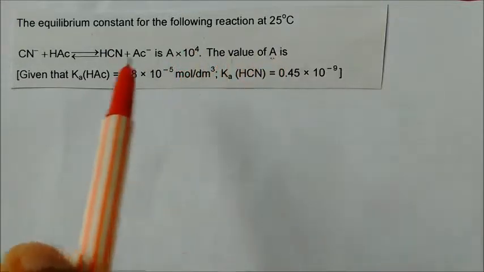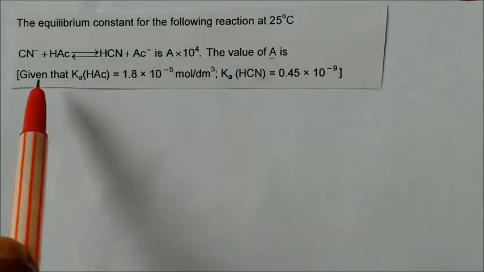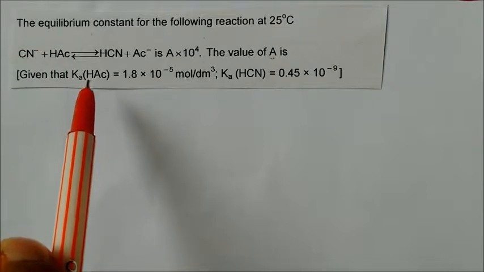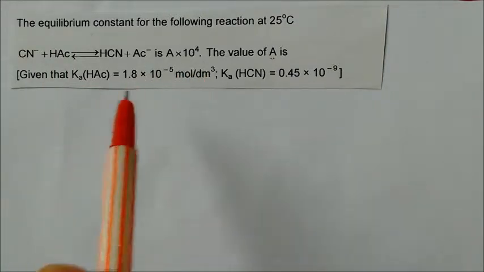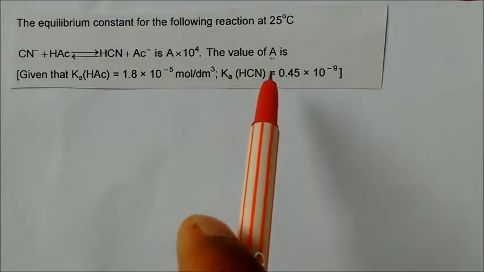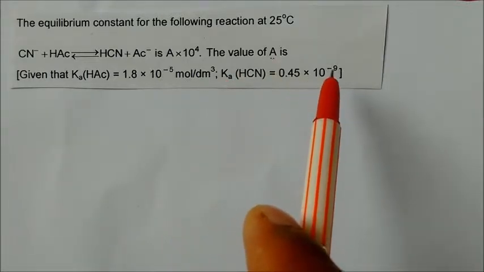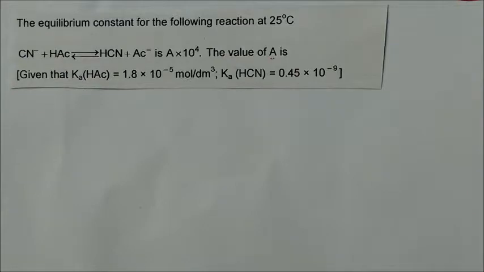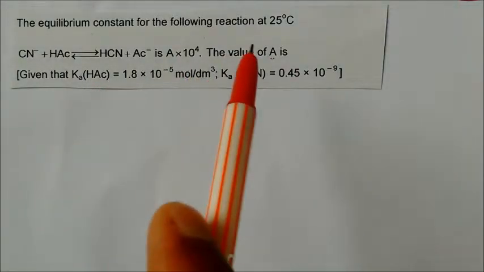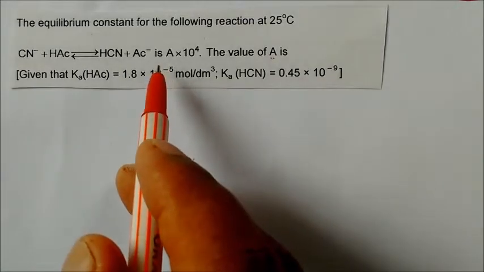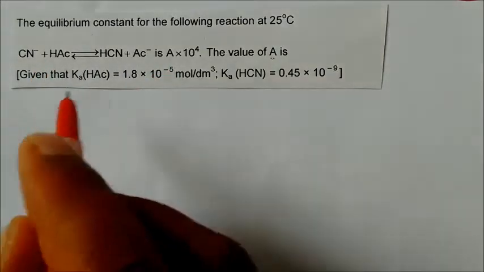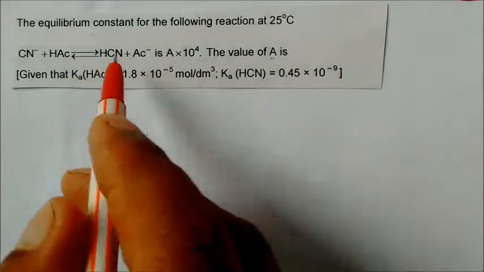The value of A is... So here it is given that Ka of acetic acid is 1.8 × 10⁻⁵ mol per liter, and Ka of HCN is 0.45 × 10⁻⁹. So the dissociation constant values of the two acids are given here. To find the value of A, we first need the Ka of these two acids.